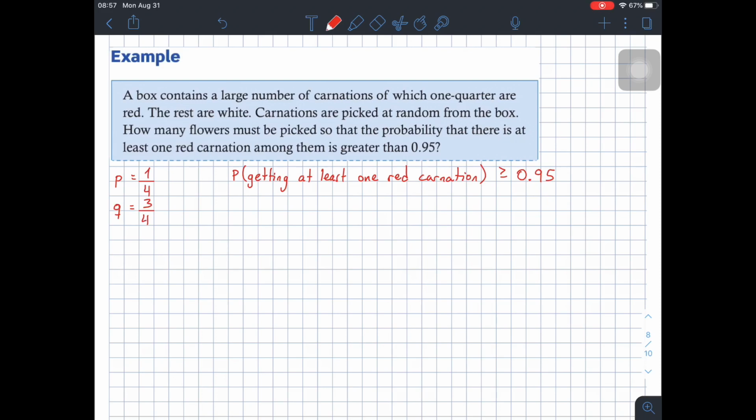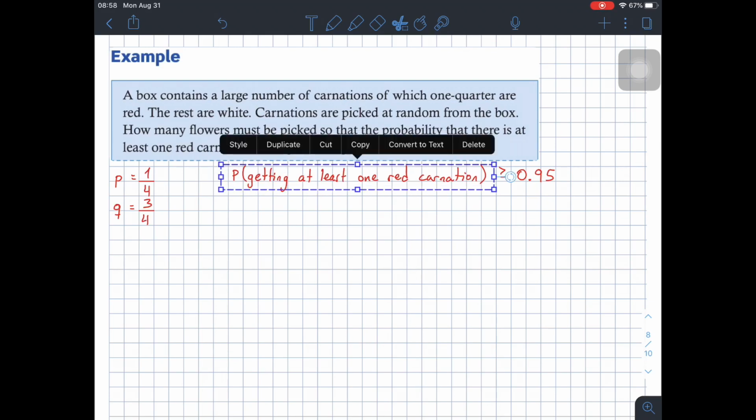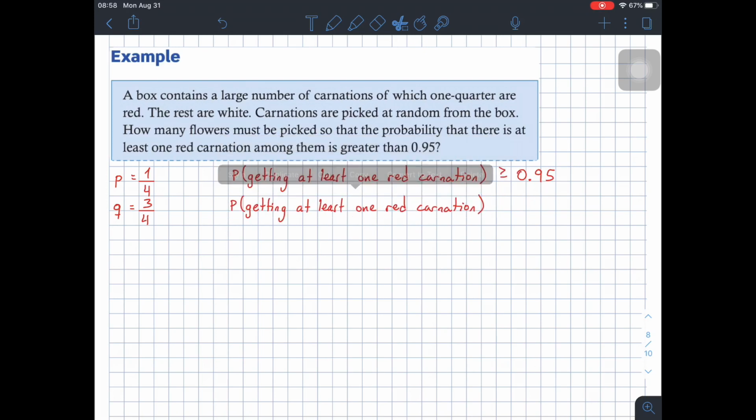Now, let's think about what this means. The probability of getting at least one red carnation. If you think about that, the probability of getting at least one red carnation is the same as saying 1 minus the probability of getting 0 red carnations, right? So this sounds a little bit more easy to calculate, right?